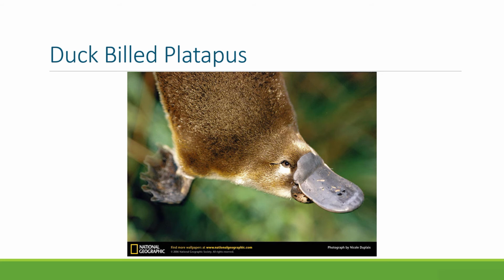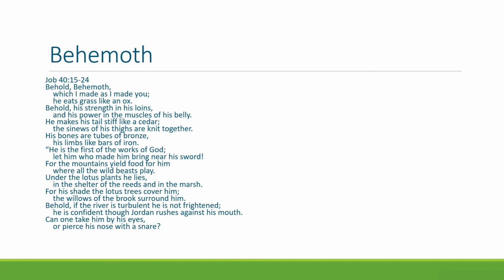Another animal in the Bible, though, that's very interesting, we've spoken about Leviathan, is Behemoth. And it says, "Behold Behemoth, which I made as I made you. He eats grass like an ox. Behold, his strength is in his loins, and his power in the muscles of his belly. He makes his tail stiff like a cedar, and the sinews of his thighs are knit together. His bones are tubes of bronze, and his limbs are bars of iron." And it goes on to describe further an amazing animal.